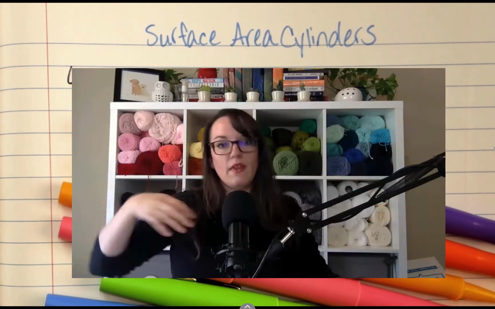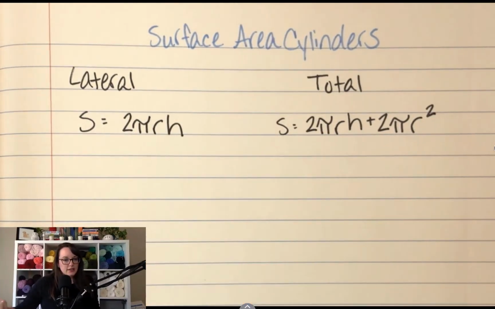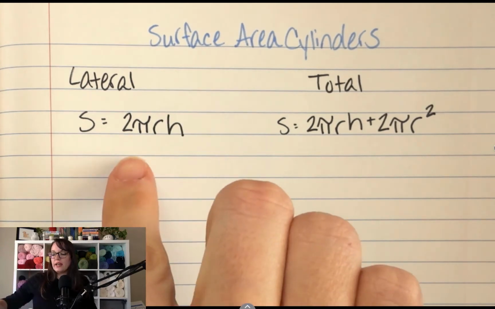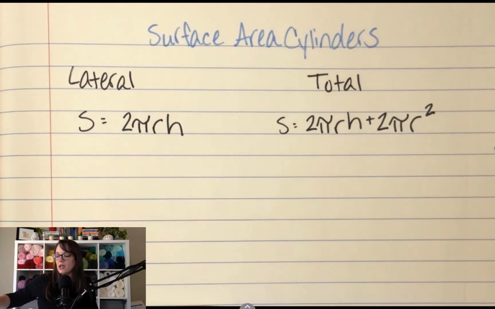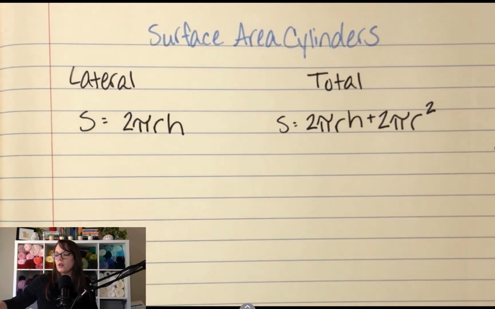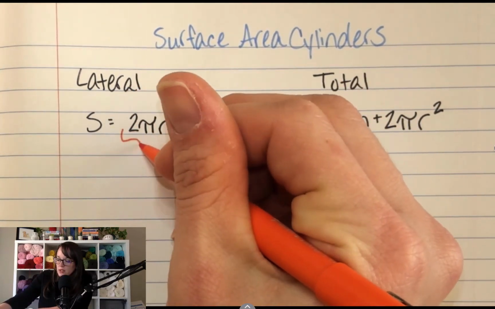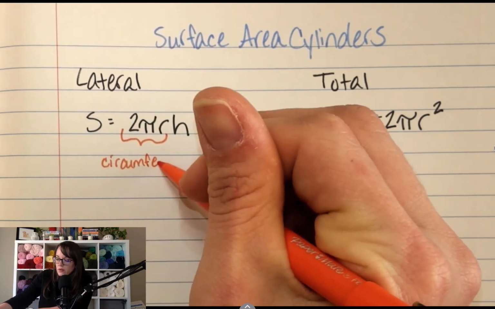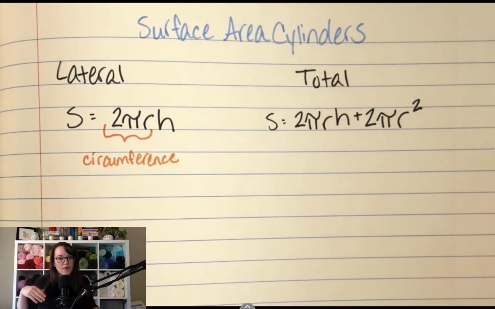So let's look at our formulas. To find the lateral area of a cylinder, the lateral area, again, is the rectangle part. Lateral area is 2 pi r. That looks familiar. 2 pi r. What is that the formula for? 2 pi r. That's the formula for circumference. So this right here is the circumference formula times h. And h is the height of the cylinder.